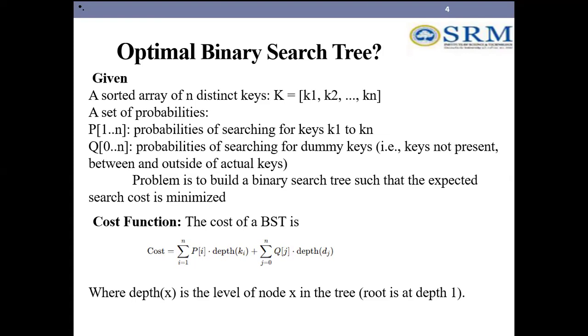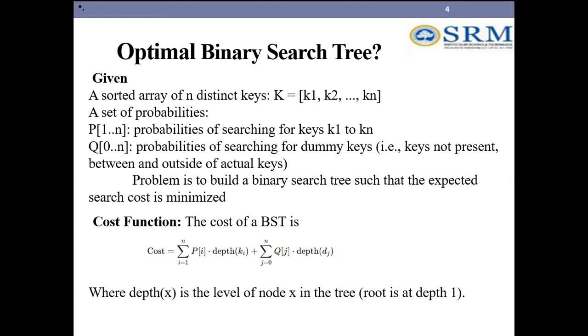Between and outside the actual keys. So first, P is the probability for success. Q is the probability for unsuccessful search. That means unsuccessful means the key is not present in the tree. Here we are going to build a binary search tree with minimum search cost. That is the optimal binary search tree. Optimal means we are going to develop a binary search tree with minimum search cost.